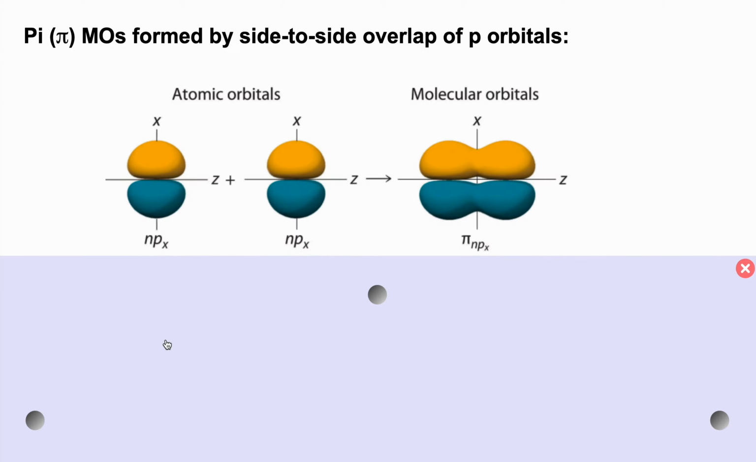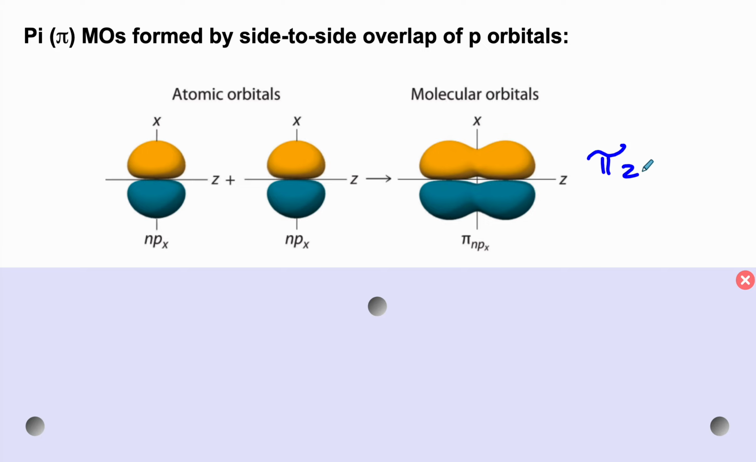So, let's take, for example, the p sub x atomic orbitals on the 2 adjacent atoms, and we'll arbitrarily define the axis pointing up and down as the x-axis. If we combine these 2 p orbitals on adjacent atoms in a positive way, that is, if we add the wave functions together, we end up with what's called the pi 2p molecular orbital.